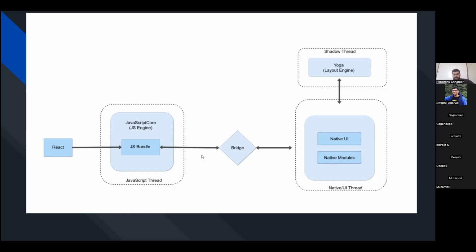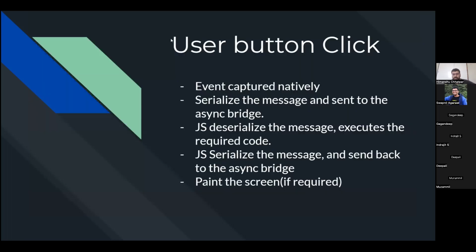Okay. One last thing: let's look at an example. Say we use TouchableOpacity, the user clicked a button, and then we updated state. How would that work? The event is captured natively. The TouchableOpacity onPress, everything is handled natively. In our case we were running Android, so Android gets to know that the user clicked this.